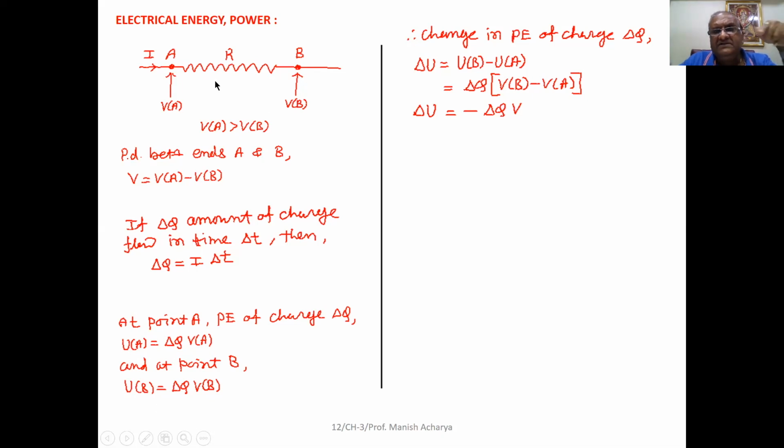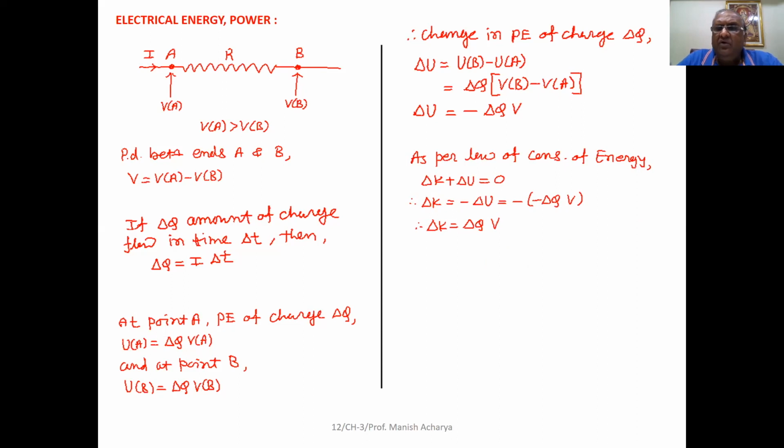Therefore, when this charge delta Q is transferred from terminal A to terminal B, change in its potential energy delta U is equal to U at B minus U at A, that is equal to delta Q into VB minus VA. But we can write VB minus VA, that is minus V. So delta U equal to minus delta Q into V. Clear up to this one?